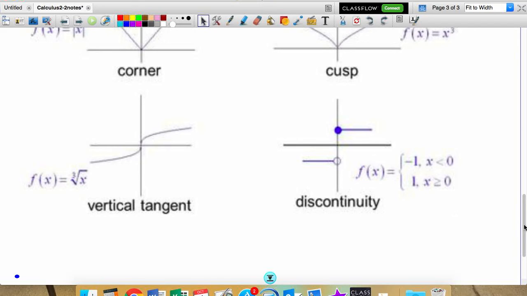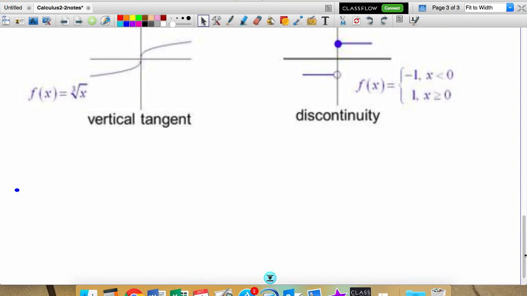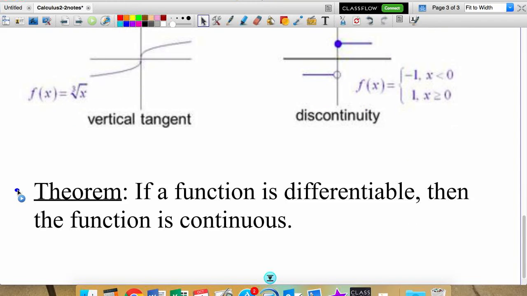Since any type of discontinuity would result in a function that is not continuous, we actually have our last theorem and last part of the notes for the day. If a function is differentiable, then the function must be continuous. This is important because oftentimes in problems, it will state that the function is differentiable. And if the function is differentiable, you can assume that the function is continuous.